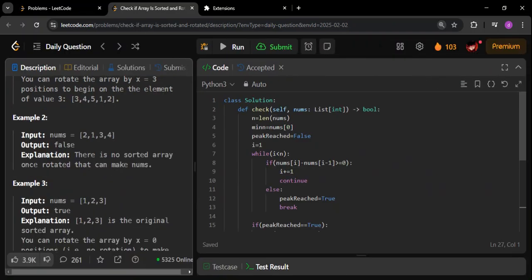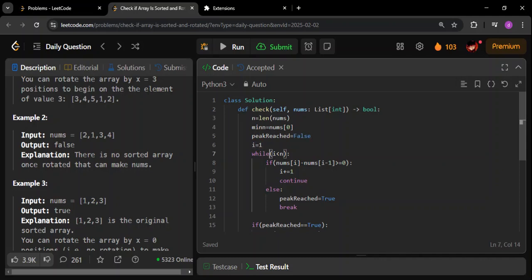See here. What I'm doing, I'm first of all capturing the length. Then, as I mentioned, the zeroth element of the given input is going to be the min. Now we are declaring a variable called peak reached. It is false initially. When we reach a peak, then we will be making it true. Now I equal to 1. We'll start from I equal to 1.